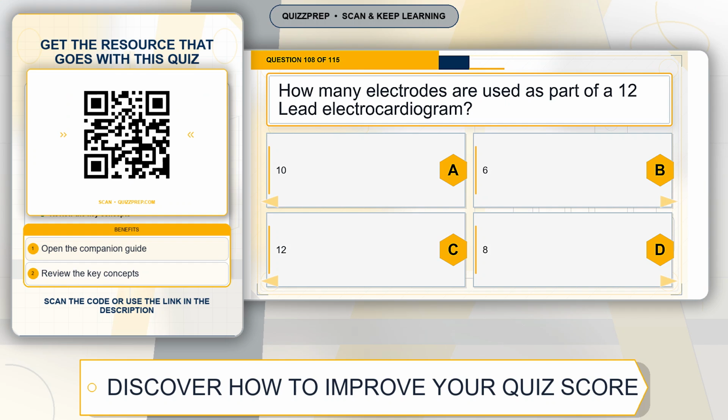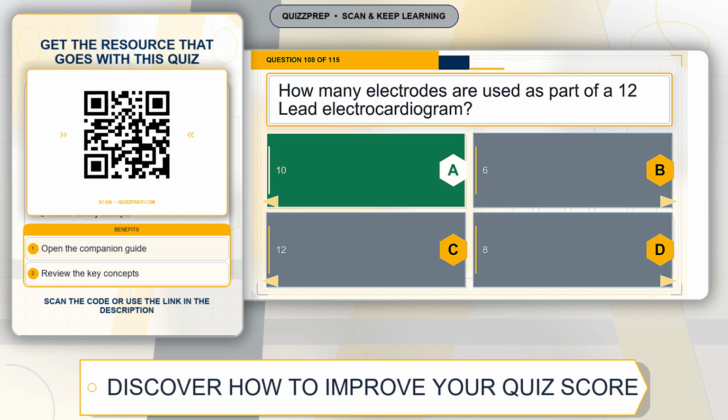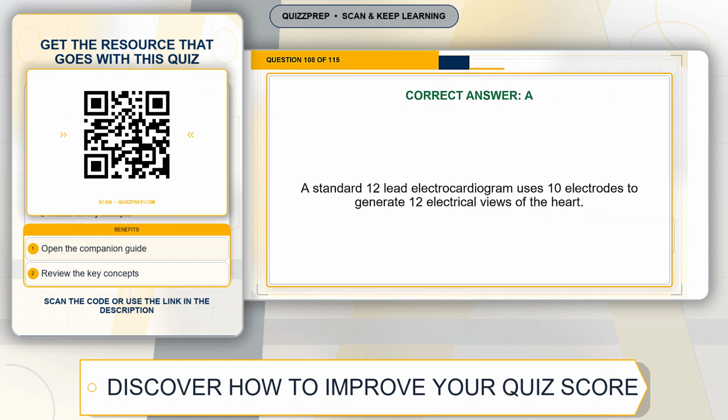Question 108. How many electrodes are used as part of a 12-lead electrocardiogram? Option A, 10. Option B, 6. Option C, 12. Option D, 8. The correct answer is option A, 10. Explanation. A standard 12-lead electrocardiogram uses 10 electrodes to generate 12 electrical views of the heart.